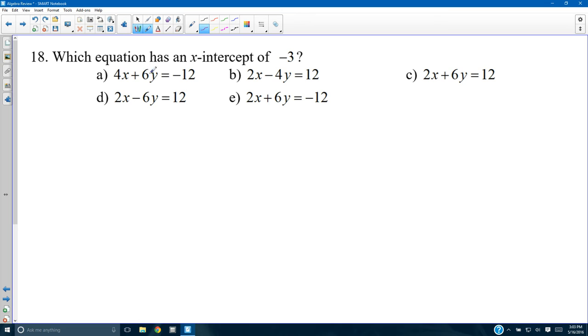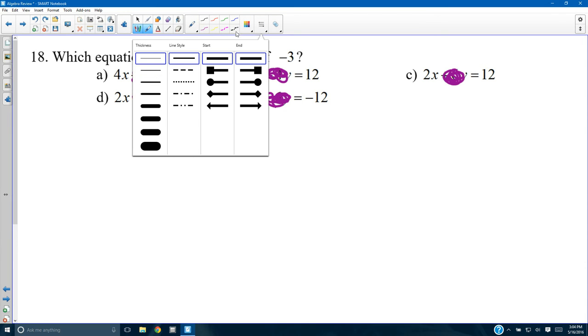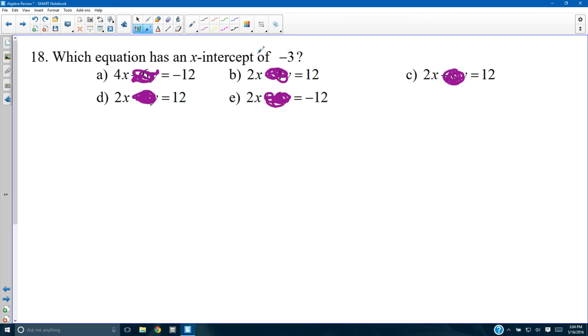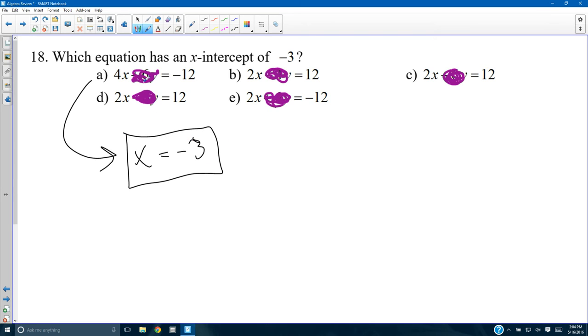6 times 0 is 0. Okay, this goes away. Negative 4 times 0 is 0. That goes away. 6 times 0 is 0. 6 times 0 is 0. Negative 6 times 0 is 0. Take a look. All you got to do is figure out which one gives you an x value of negative 3. And it looks like it will be A, actually. X equals negative 3 on A. So that one has the x-intercept of negative 3.